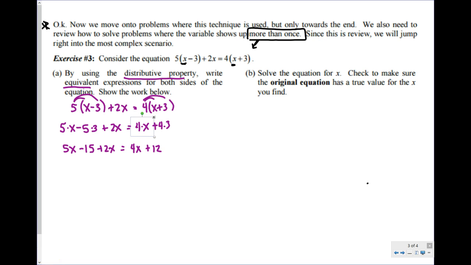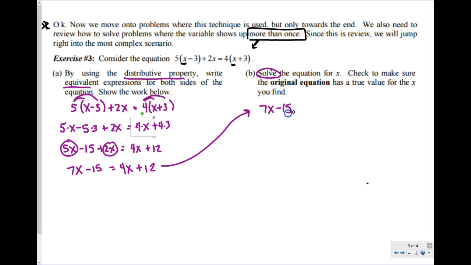Okay, now that we've distributed, we need to combine some like terms. So I see that 2x and 5x are like terms on the left. There are no like terms on the right. So 5x plus 2x is 7x minus 15 equals 4x plus 12. So now I've got equivalent expressions on both sides of the equation. Okay, so now letter B says solve the equation for x. I'm going to rewrite it: 7x minus 15 equals 4x plus 12.